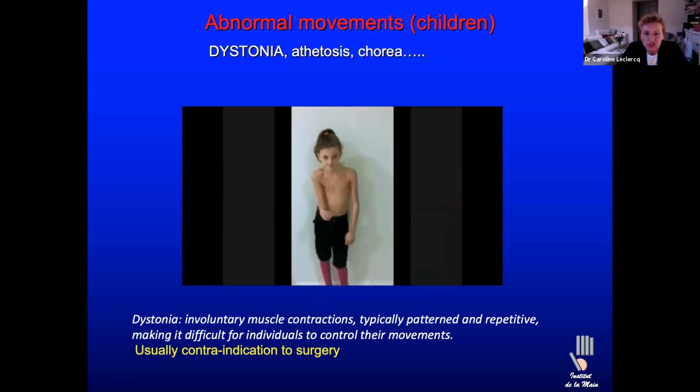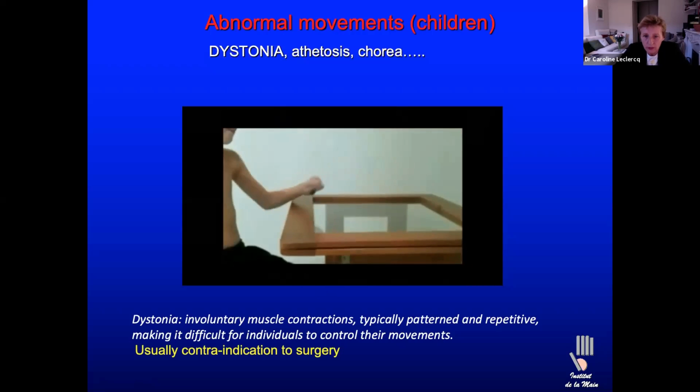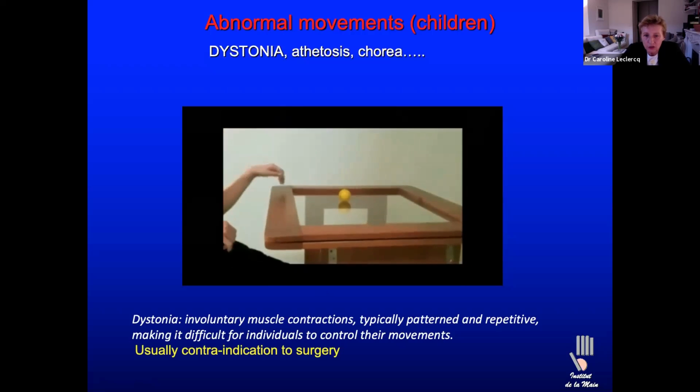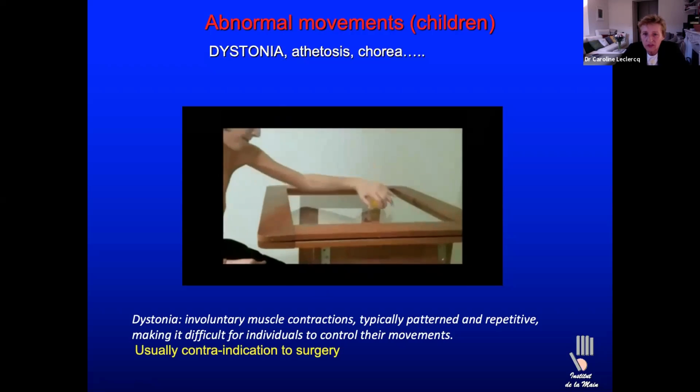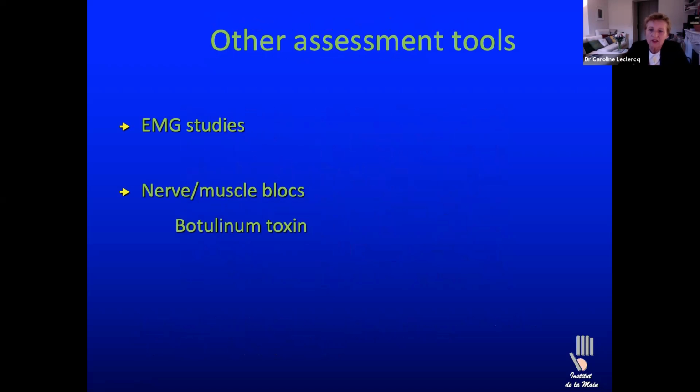And finally, in children, there is one thing that really needs to be taken into account, because this will usually be a contraindication to surgery, and that's dystonia. You see this little CP child, she has a left hemiplegia. She's now trying to move her left arm, and you see how difficult it is for her, and what poor control she has on those involuntary muscle contractions. And of course, with this kind of dystonia, surgery is not indicated. You will not get anywhere with this type of dystonia. Here it's quite obvious, but sometimes it's milder, and you need to be careful about dystonia in children.